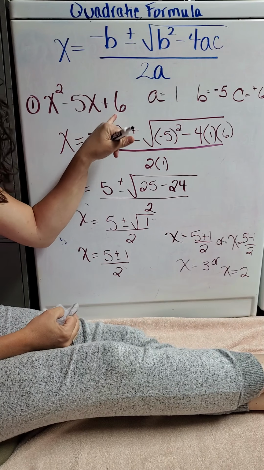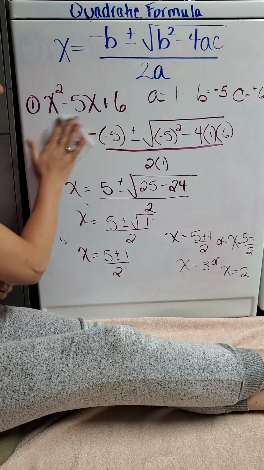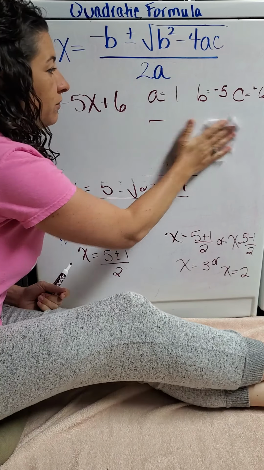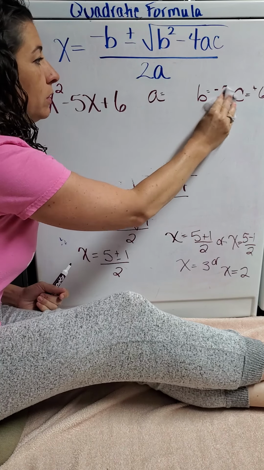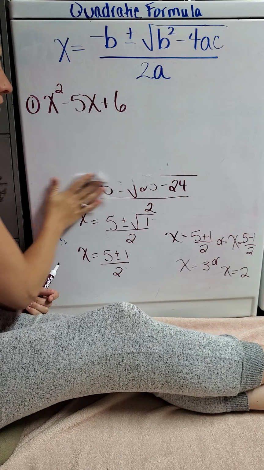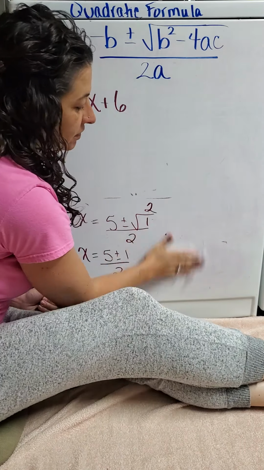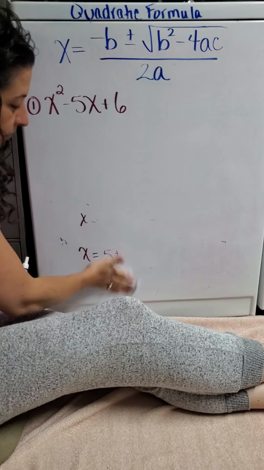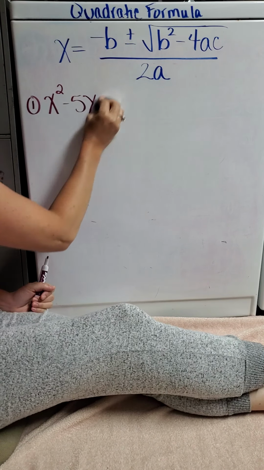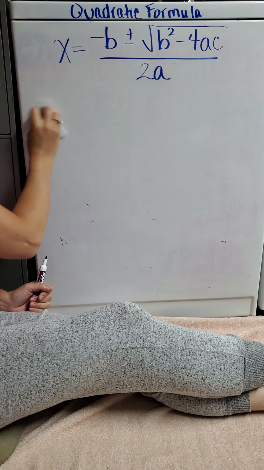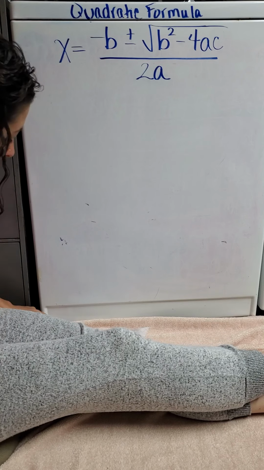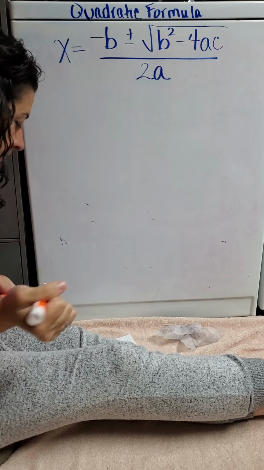This one would have been factorable. We could have figured out that the factors of positive 6 that add to negative 5 would have been negative 2 times negative 3. And then if we set them equal to 0 and do our zero product property, it would have ended up x equals 2 and x equals 3, which is what we got there. But sometimes these things are not factorable, which is where the quadratic formula comes in and is necessary.